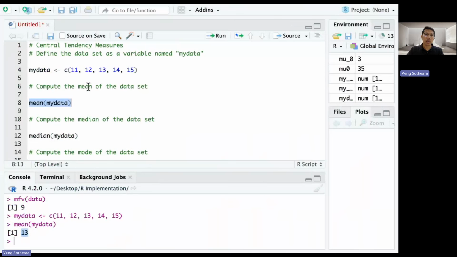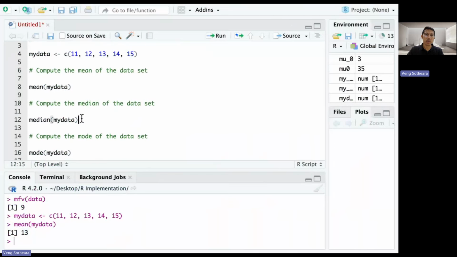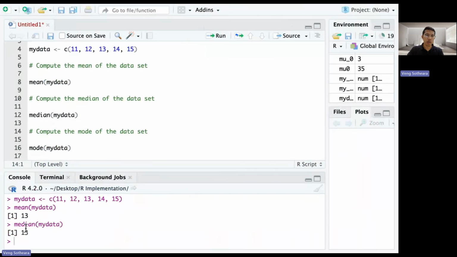And this data set also has 13 as the median. So again, if you want to compute the median, you use exactly the same word as in the lecture. So median of my data, and then you run this again, you will get 13.